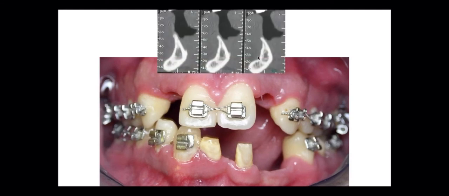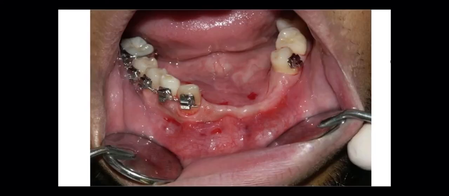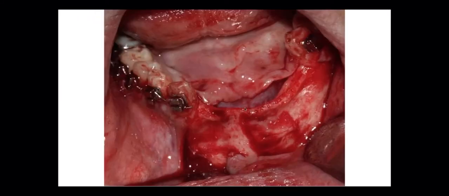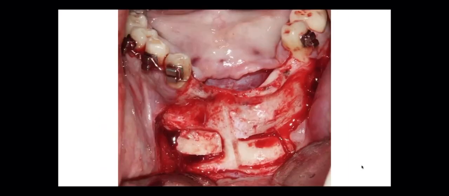This is the 3D for this area, the lower anterior area. You can see that we have only 1 millimeter of bone width, so we must do regeneration. So the decision was to do bone regeneration in the lower part first. This is the picture of the bone width. You can see we only have 1 to 1.5 millimeter of bone width. So the best decision was to use the same area to do the regeneration.